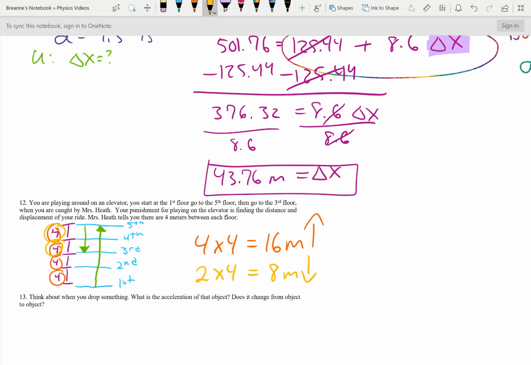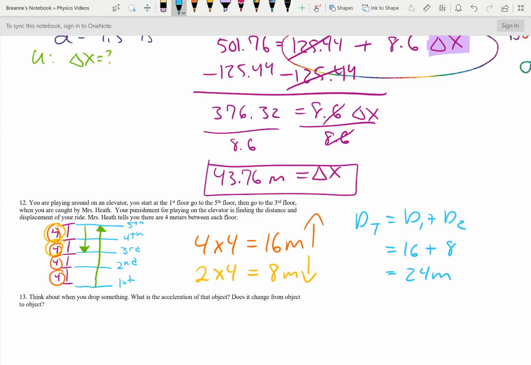So you're having to look for your distance and displacement. Your distance, remember, you just add up. So you would just add up the 16 plus the 8, and that'll get you 24 meters.